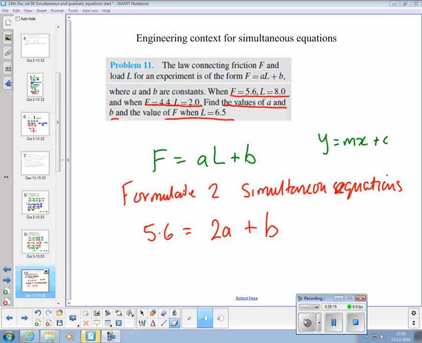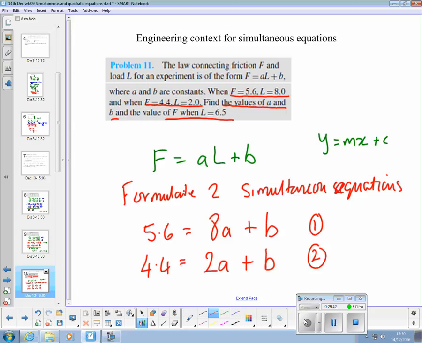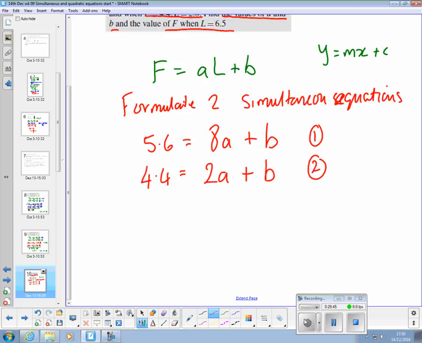And when F is 4.4, L is equal to 2. 4.4 is equal to 2a plus b. How do we solve those two equations mathematically? Elimination. Which one from which one? From the top, yeah. 5.6 take away 4.4.